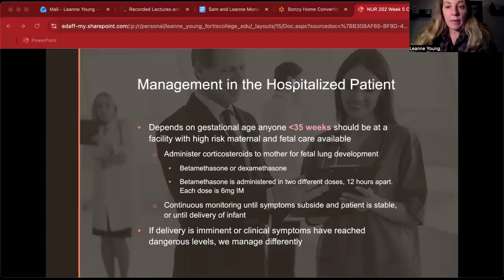The gold standard medication that we give is betamethasone. Betamethasone is administered in two different doses, 12 hours apart. Each dose is going to be a 6 milligram IM injection. This is to help with fetal lung development.